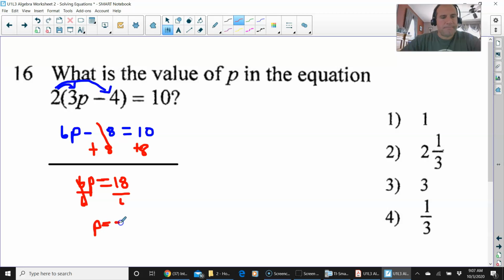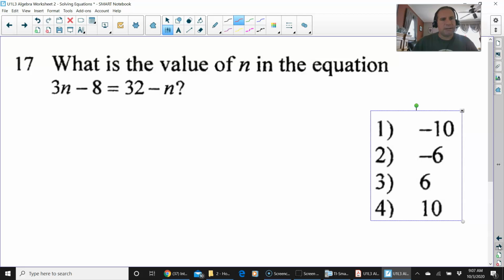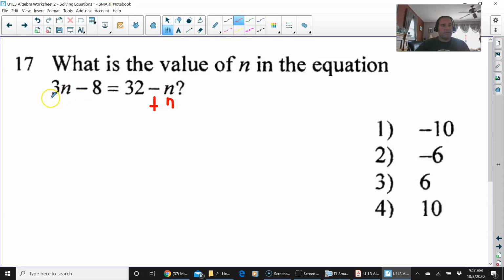P equals 3 just happens to be choice 3. All right, so just another equation with variables on opposite sides. Don't get confused. This right here is the smaller coefficient, and now we're going to just add n to both sides. We have 4n minus 8 equals 32.